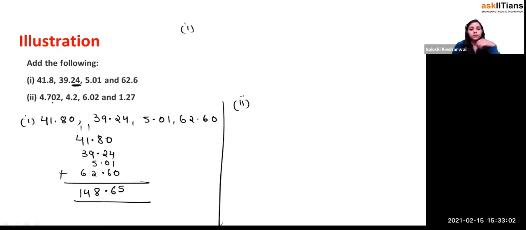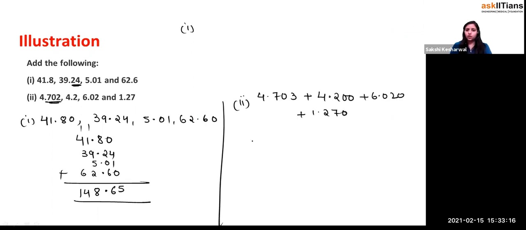Coming to the second part, right? What is the second part? Maximum division is going with 3 parts, right? So this can be written as 4.703 plus 4.200 plus 6.020 plus 1.270, right? These are all like fractions. Now we convert this into like fractions. So just add it up.